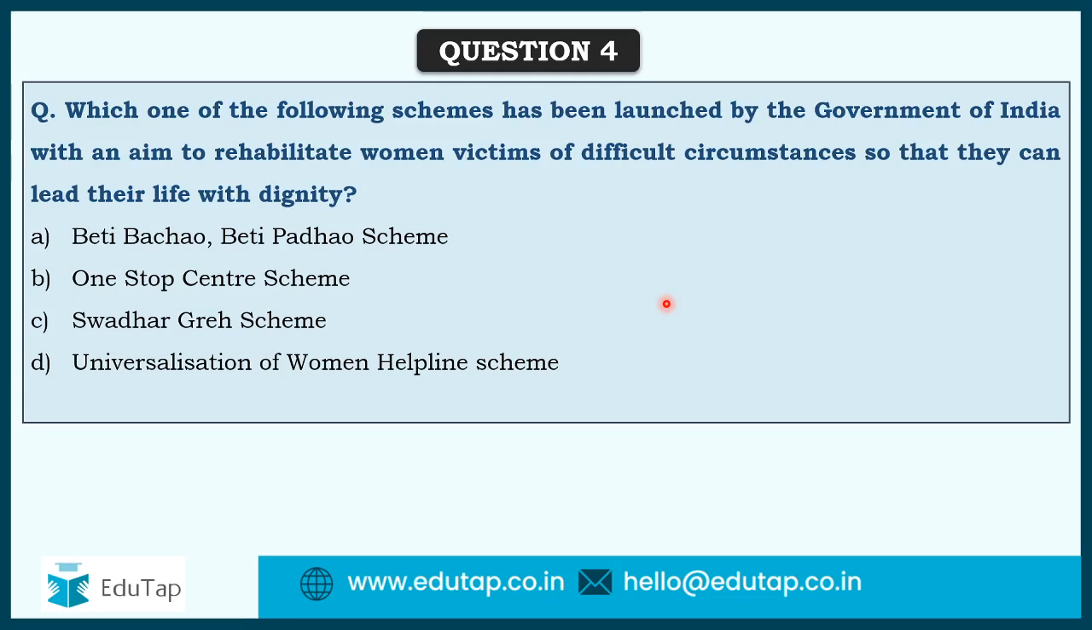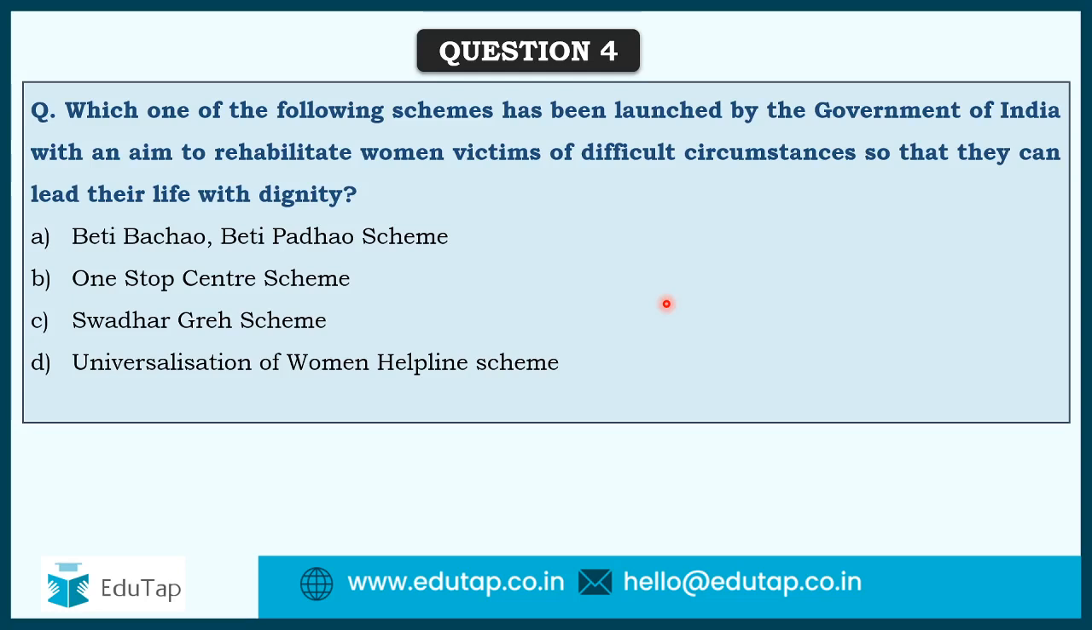Moving to question 4. Which one of the following schemes has been launched by the Government of India with an aim to rehabilitate women victims of difficult circumstances so that they can lead their life with dignity? So this is again important. A scheme which has been launched so that women victims can be rehabilitated.